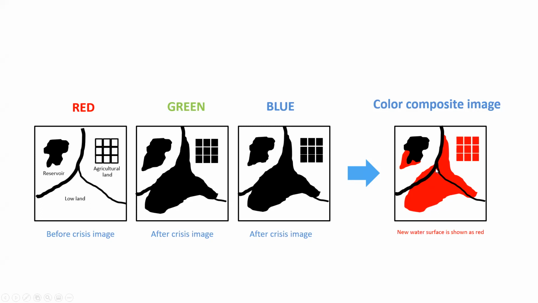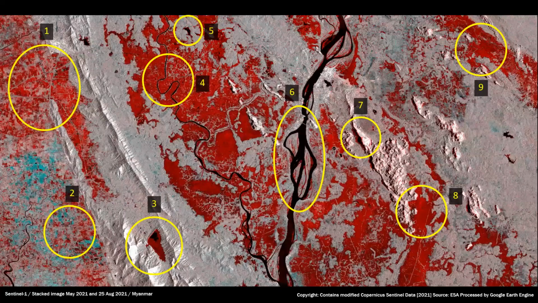If there is some sensitive analysis during the rainy season, because it is the season of plantation, they put water in agricultural land, so in our result we will reflect that as new water surface as well. So this is something we need to be careful about. But everything should be done rapidly, because we are in emergency response.